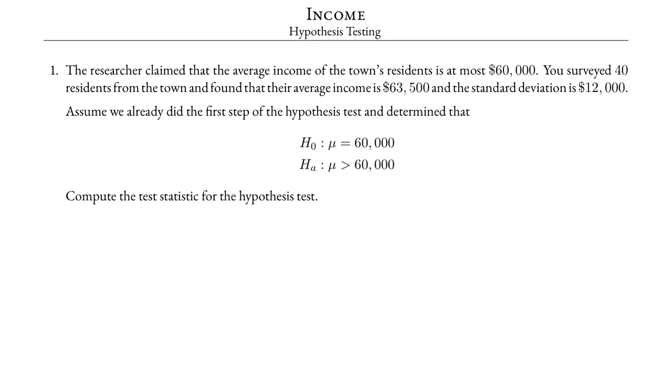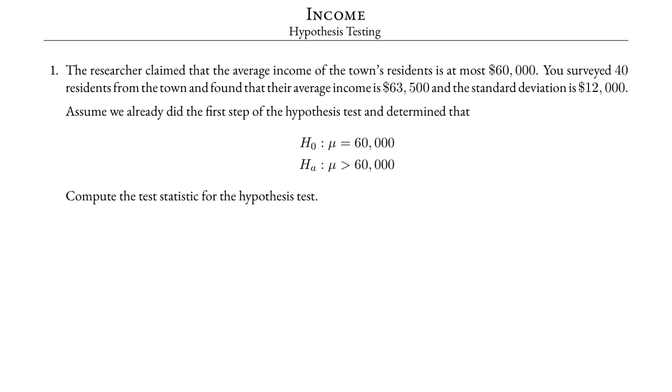The researcher claimed that the average income of the town's residents is at most $60,000. You surveyed 40 residents from the town and found that the average income is $63,500 and the standard deviation is $12,000. Assume we already did the first step of the hypothesis test and determined that the null hypothesis is mu equals 60,000. The alternative hypothesis is mu greater than 60,000.